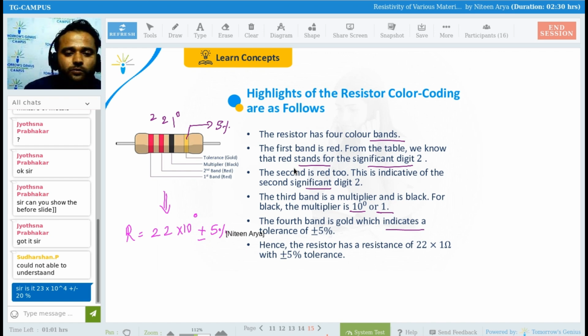Okay, and this is going to be very easy. Resistance: R is 10 to the power 0, or anything to the power 0 is 1. 22 plus minus 5% ohm. Or you can write it down, 22 ohm plus minus 5% tolerance, or you can say error. Clear everyone?